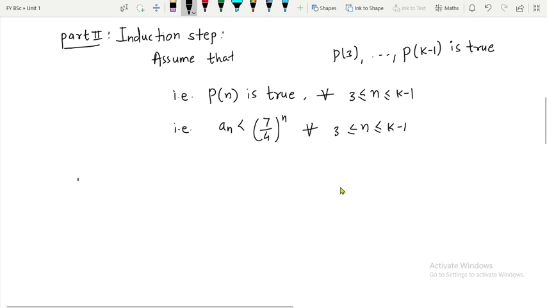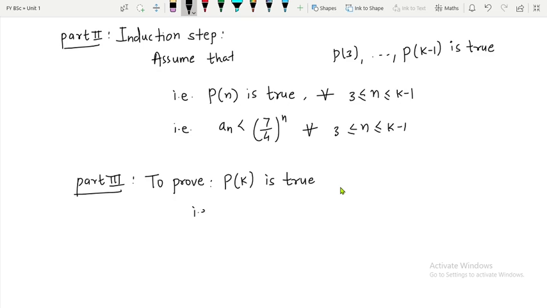Now we will go for part 3, and in part 3 we have to prove P of k is true. That is, ak is strictly less than 7 upon 4 raised to k. So I will start with LHS. Consider LHS.